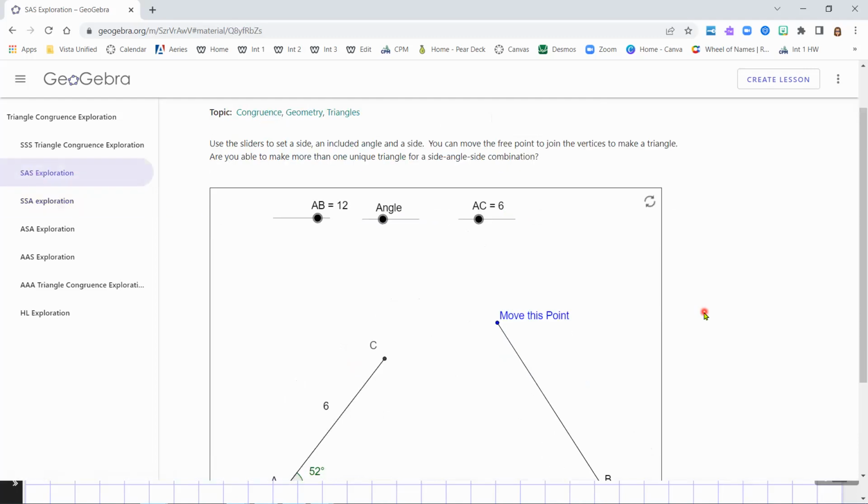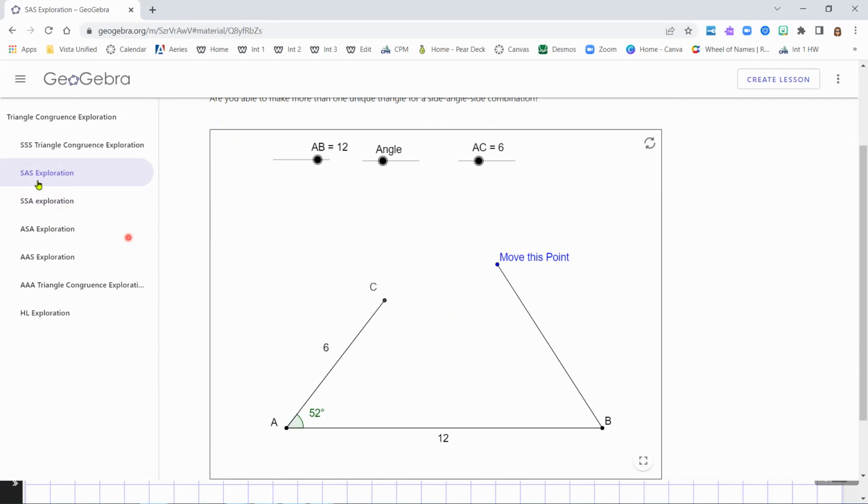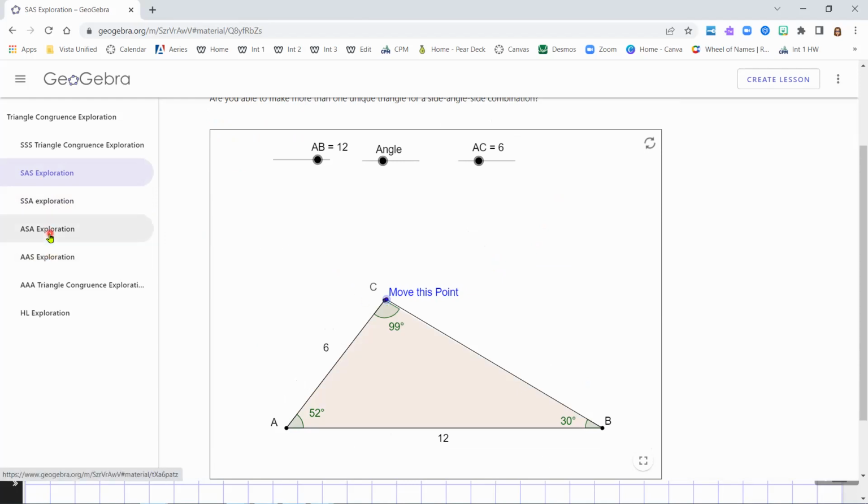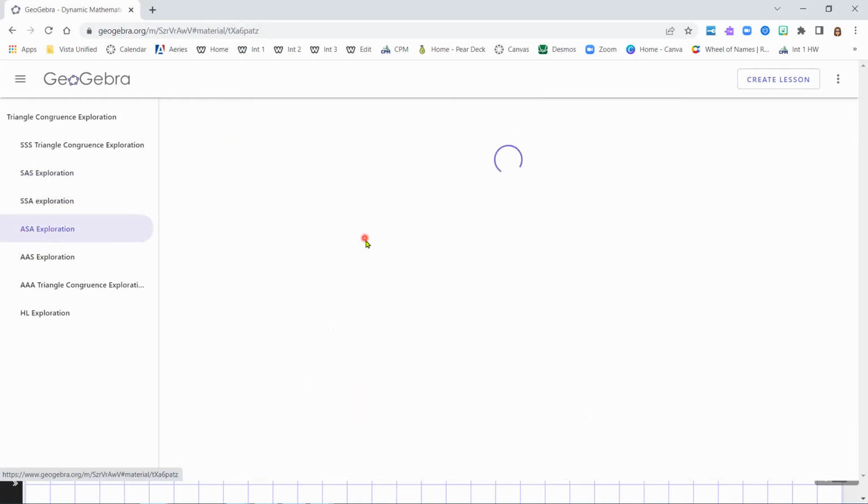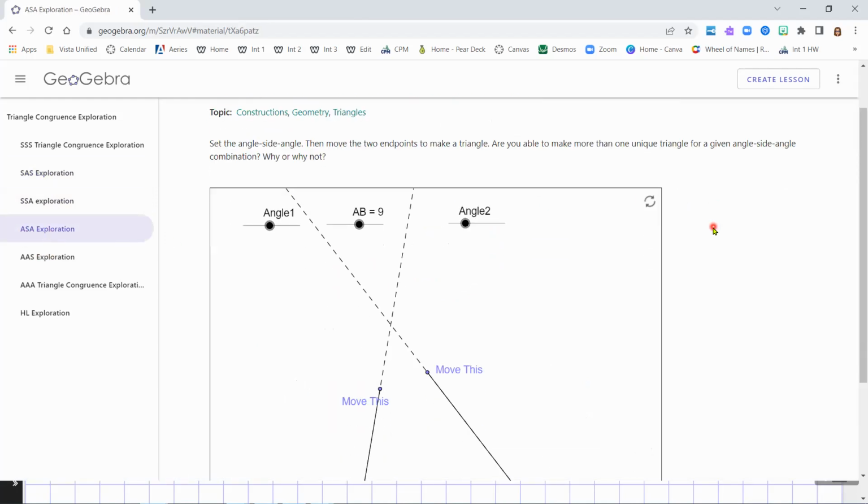But if I have two sides, like I did for side, angle, side, and the angle in between those two sides, then every time you're going to get one triangle. We then took a look at these two, which was instead of two sides and an angle, we have two angles and a side. And we're going to try two different combinations.